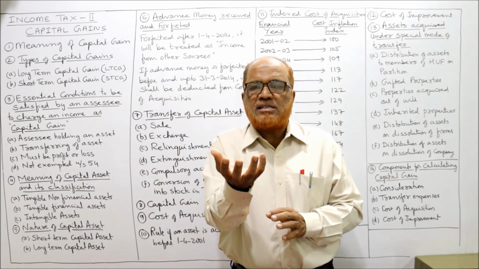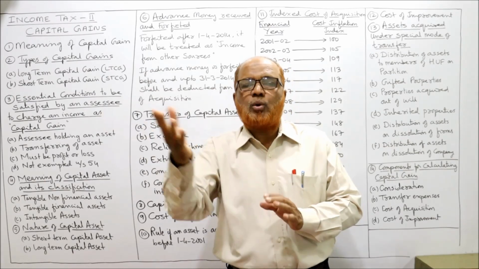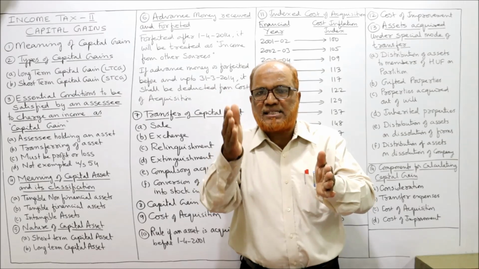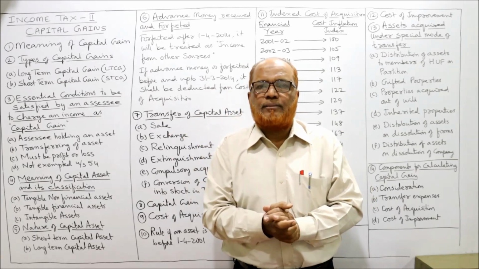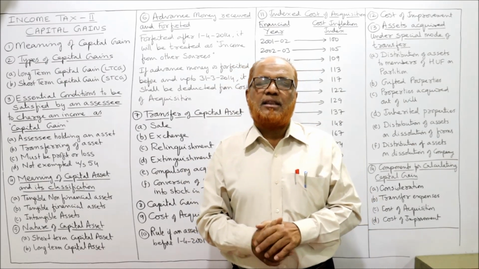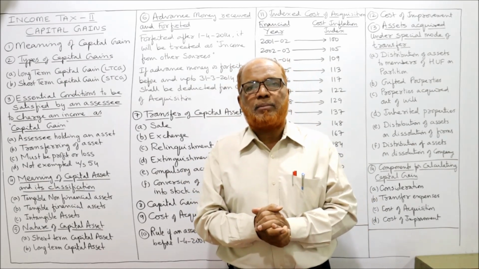If the land and building is held for more than 2 years, that is, the time gap between purchasing the land and building and selling it is more than 2 years, it will be treated as a long-term capital asset. The gain arising will be long-term capital gain.